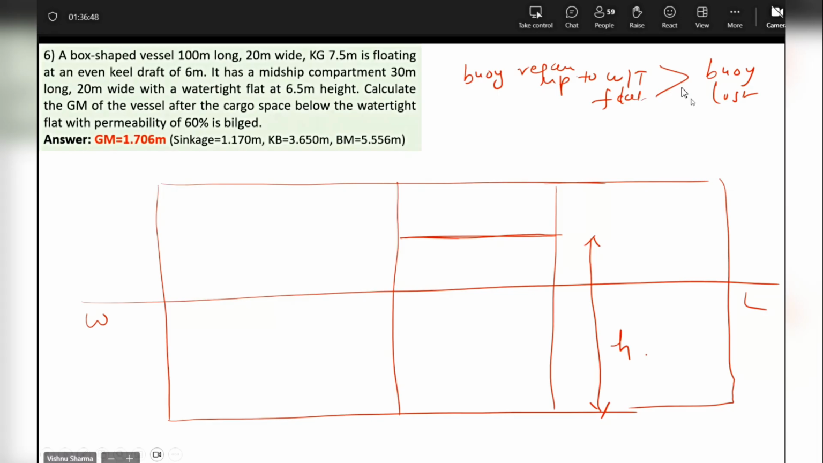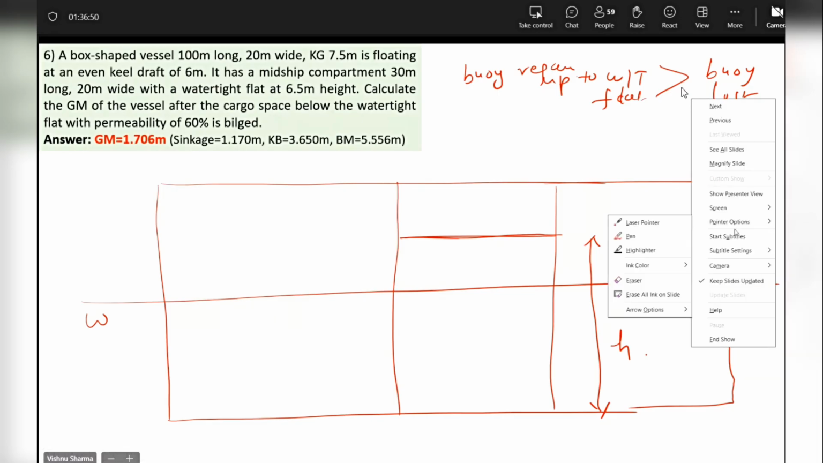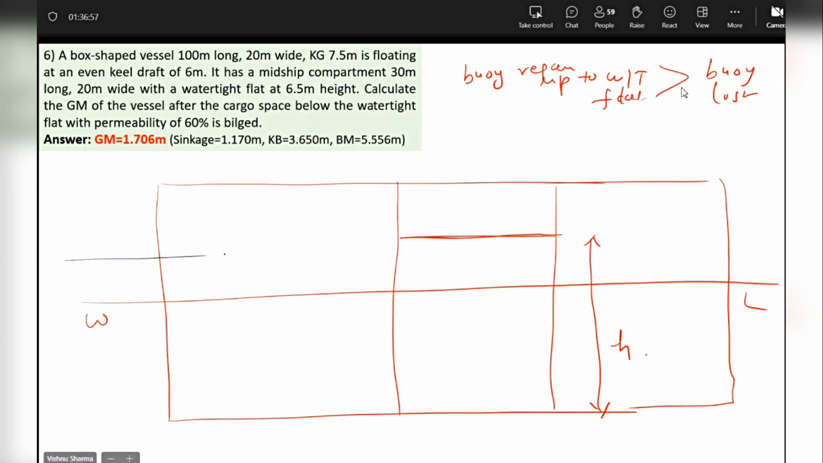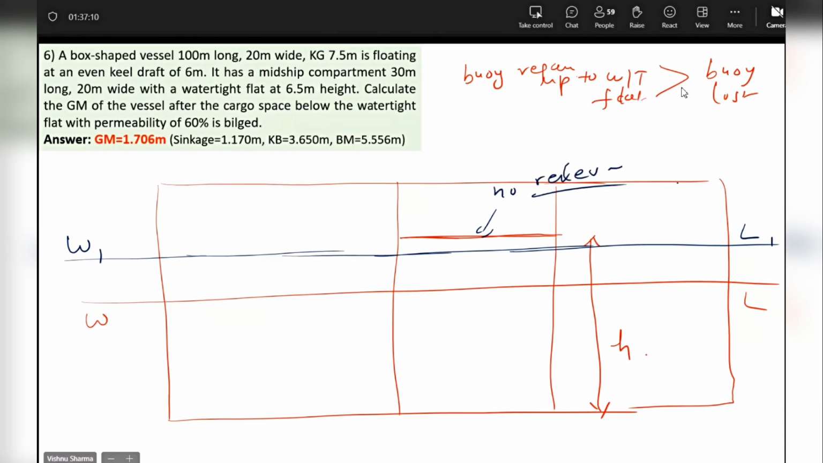Yes, sir. Correct? So in that case, whatever the values are immaterial. My water line will be somewhere here. I can draw it anywhere below the flat. This will be W1L1. Now, this flat is immaterial. It has no relevance as far as our calculation is concerned, right? It becomes irrelevant. Understood? Yes, sir.